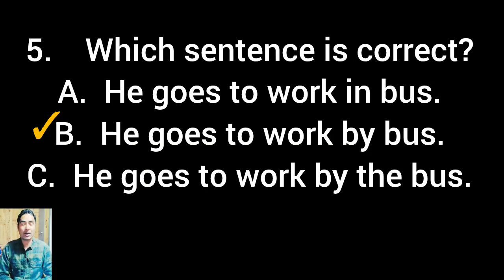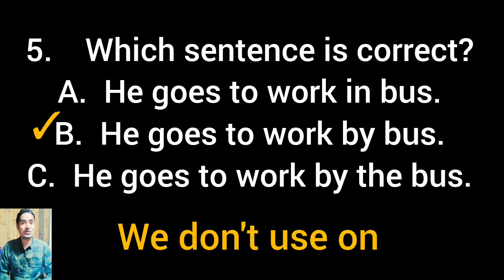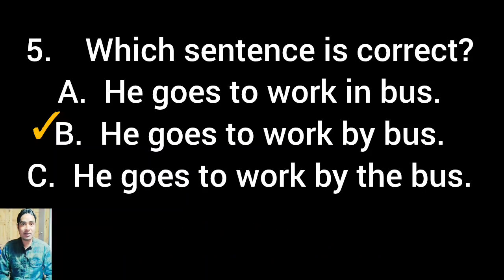Why? When we talk about means of transport, we use the preposition by, like by bus, by taxi, by car, by plane, and by train. Another important point is we don't use an article before the means of transport, like by the bus, by the train, by the taxi, by the plane, etc. Unless we know which train, which bus, which means of transport we are talking about. If you know, you can use it. Generally, we don't use it.